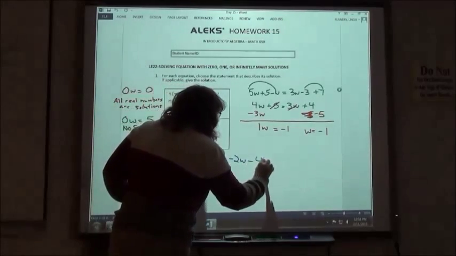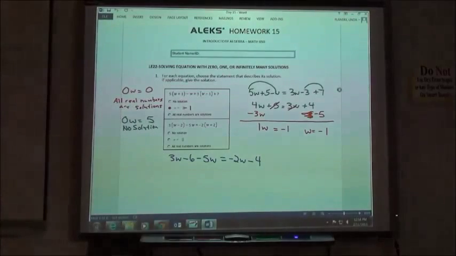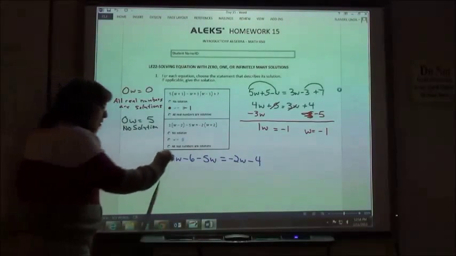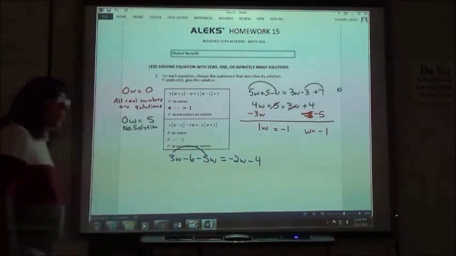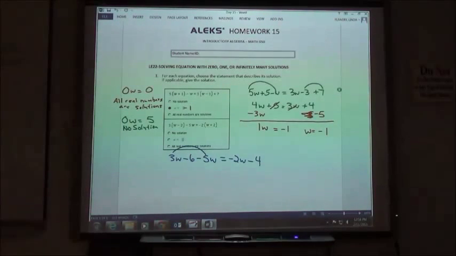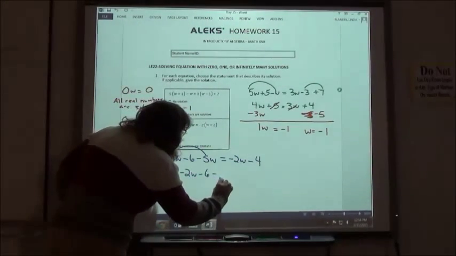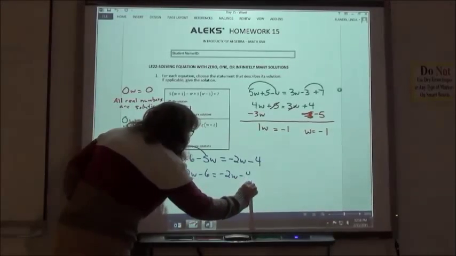Negative 4. All right, so 3W minus 6 minus 5W equals negative 2W minus 4. We're going to combine our like terms since we have three things over there. 3W minus 5W would give me negative 2W, so we have negative 2W minus 6 equals negative 2W minus 4.